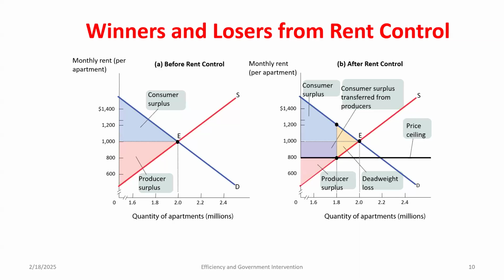But which consumers benefit here? If I am still renting an apartment, I'm now paying a lower price, right? So my net benefit from keeping my apartment has gone up, and the price I'm paying is lower. What about the people in between 1.8 and 2 million? What are they now doing? Walking around trying to find a place to live, right? Those units are no longer out there.